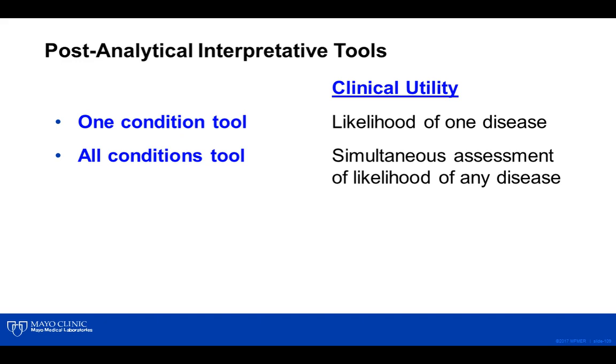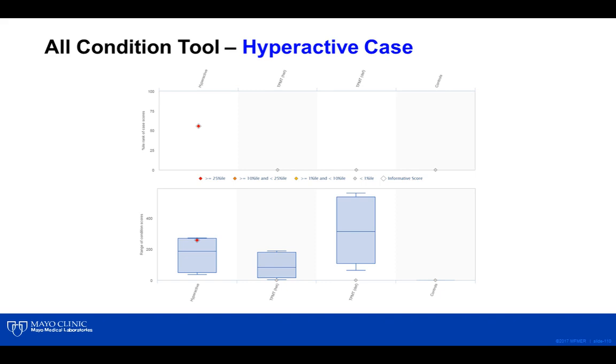The next type of CLEAR functionality is the all condition tools, the instrument available to check simultaneously and generate a score for the 3 tools shown in the previous slide. The all condition tool consists of 2 sections, the percentile rank plot and the actual score plot. Shown here is a case informative for hyperactive status.